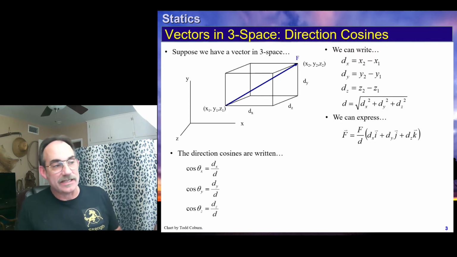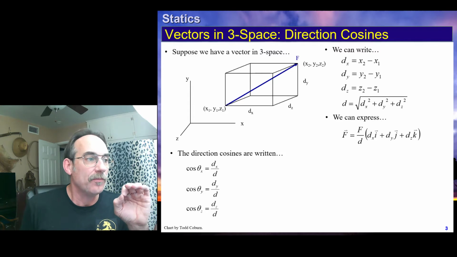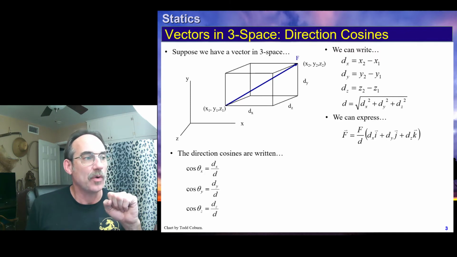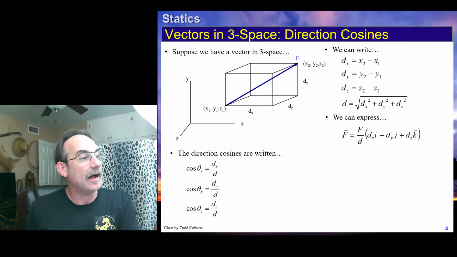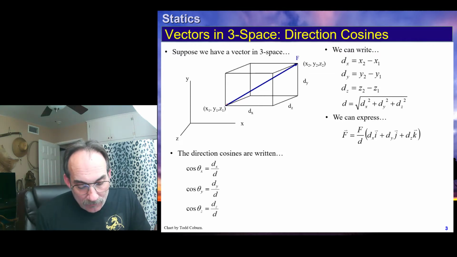Now the direction cosines are another tool that we're going to use, and they're defined as the cosine of each angle. The angle that this vector F makes with the coordinate axes. So what we're going to do is look here and say, okay, moving from the toe of this vector, we actually have x, y, and z, right? Therefore, the angle that this vector makes with the x-axis, that's what we're going to call theta x. So it's the angle that the vector makes with the positive coordinate axes.